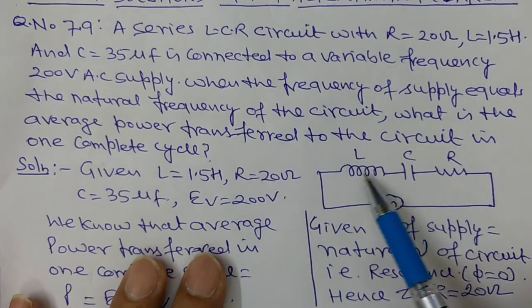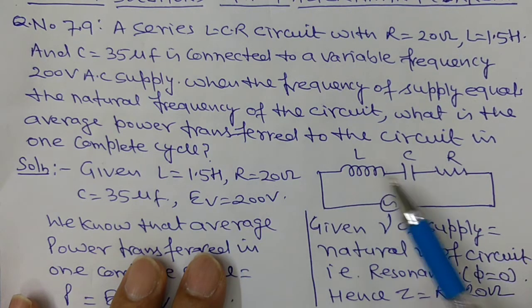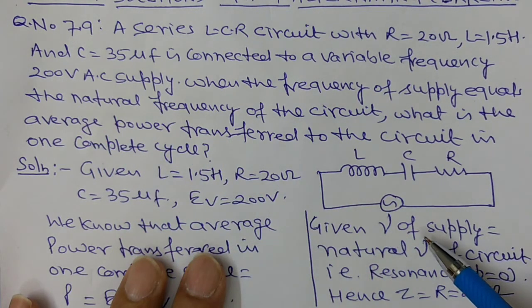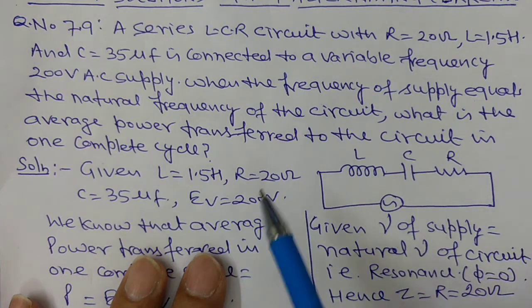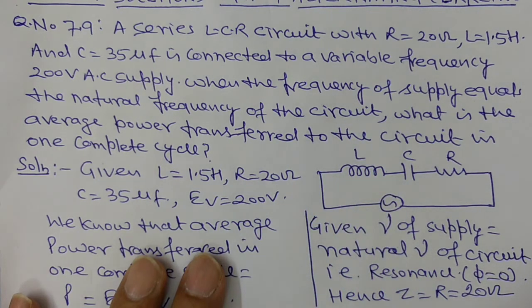In the question we are given this LCR series circuit. This inductor, capacitor and resistor are connected in series with an AC source of 200 volt AC. Right? We joined all three in series with this 200 volt AC supply. And it is also given that the frequency of supply equals the natural frequency of the circuit. This means two frequencies are being equated: one is the circuit's own frequency and the other is the frequency of the AC supply. The question says both are equal.